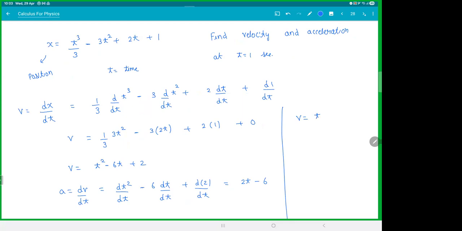So you got velocity is t square minus 6t plus 2. This is the velocity as a function of time t. But you want at t is equal to 1. So just put t is equal to 1 there. So that will be 1 minus 6 plus 2. That would be minus 3. Acceleration is 2t minus 6. So put t is equal to 1. So that would be 2 minus 6, which is minus 4.